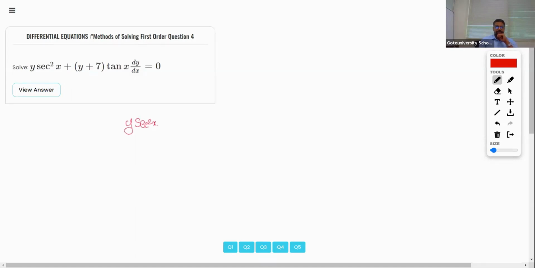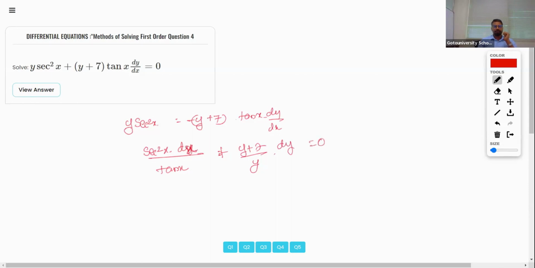Y into secant square x is equal to, it was already easy for us, right? So y plus 7 into tan x dy by dx. Now what I'm going to do here is secant square x, let it be there. Let me bring this dx upside, divide by tan x. So variable separable method: plus y by 7 by y, dy equal to 0. This is what it is.